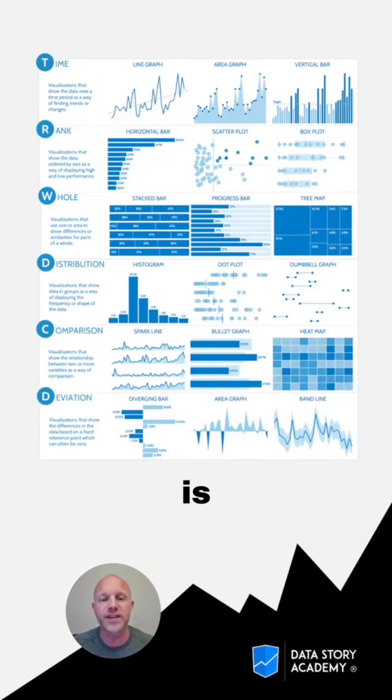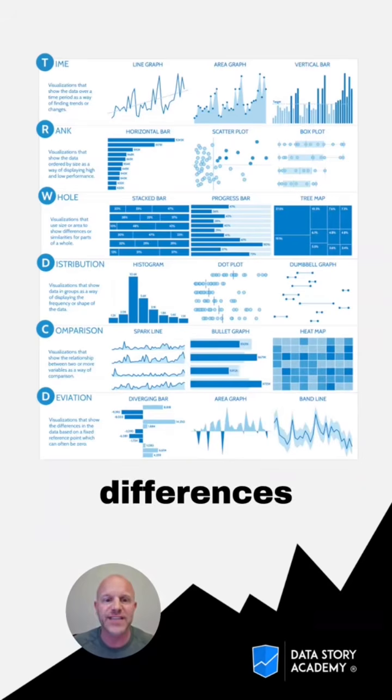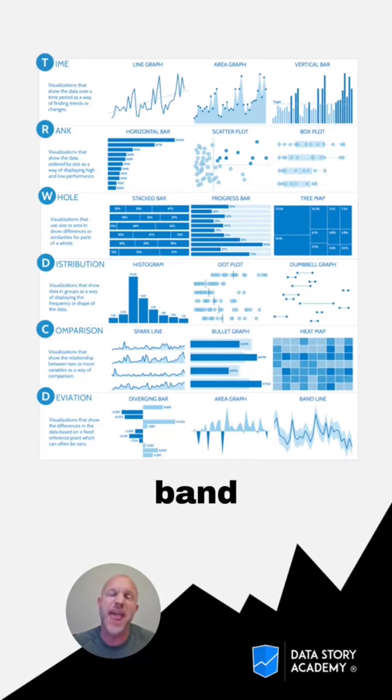And then the final one is deviation. So this one's looking at differences in the data based on a fixed point. And so diverging bars, area graphs, and band lines are some of my favorite visual choices.